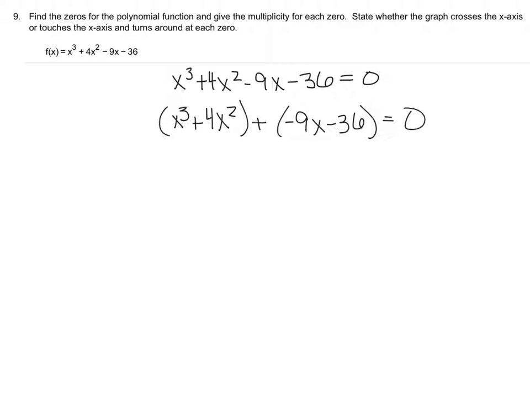Now I'm going to look at each group and factor out a common factor. So I have an x squared that's in common between the x cubed and the 4x squared. When I factor out an x squared, I get x plus 4. Next, I'm going to look for a common factor between negative 9x and negative 36. We have a negative 9 in common, so I'll factor out a negative 9. And I'm left with an x plus 4.